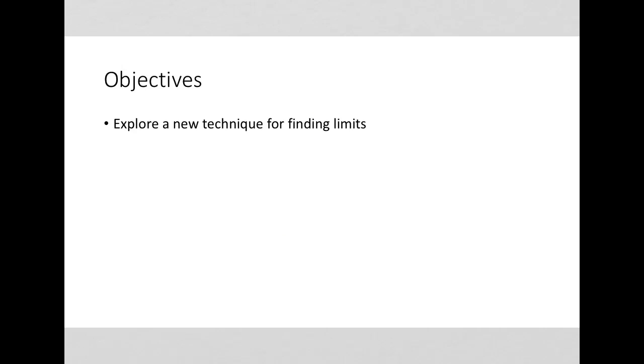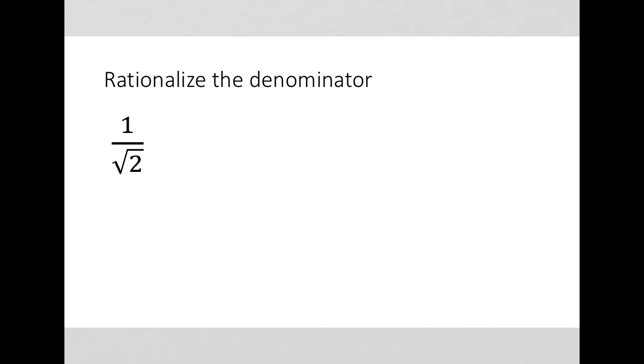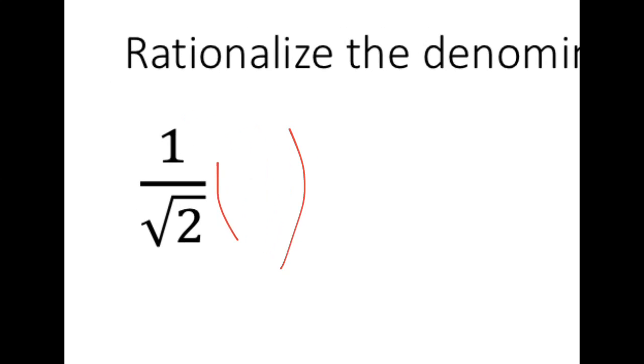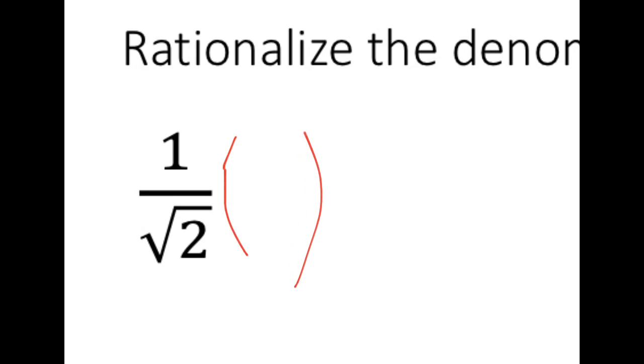So now we're going to jump into a new algebraic technique to find a limit. And to get us there, we are going to remember what it means to rationalize something. So last year, you probably remember this value, 1 over the square root of 2, and we want to rationalize it. And to do that, remember, we can't change the value of the function. All we can do is multiply by 1, but we can be clever about how we do it. So I'm going to multiply by the square root of 2 over the square root of 2.